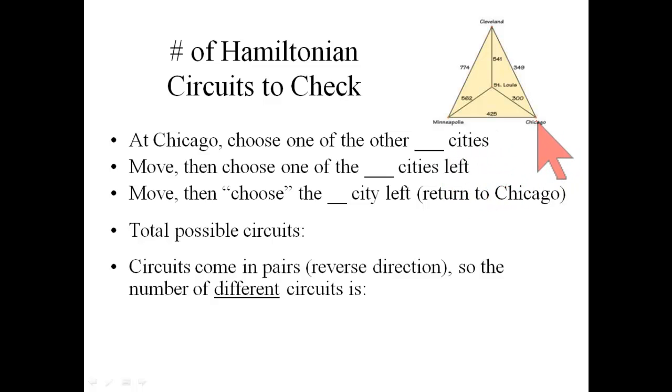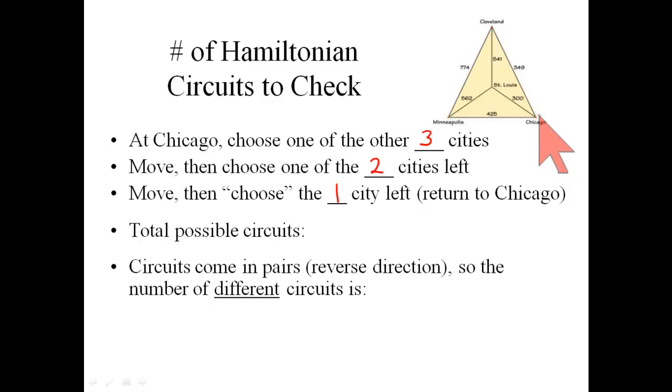At Chicago, there are 3 other cities. We're going to choose one of them and go there. And then once we've gone to another city, say Cleveland, I don't want to go back to Chicago until I finish going around to the other cities, so now there are 2 cities left to choose from. And once I go to one of those, then my hand is forced. There's one remaining city that I haven't visited. I have to go there and then return back to where I started from.